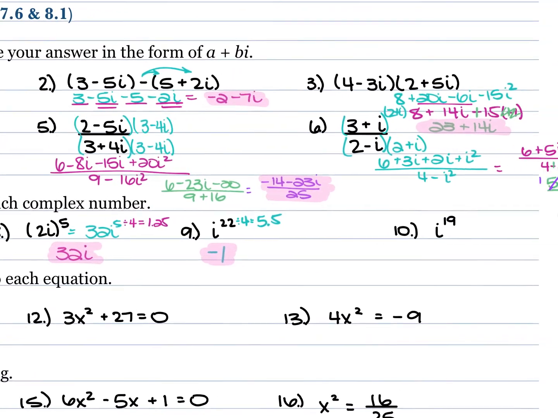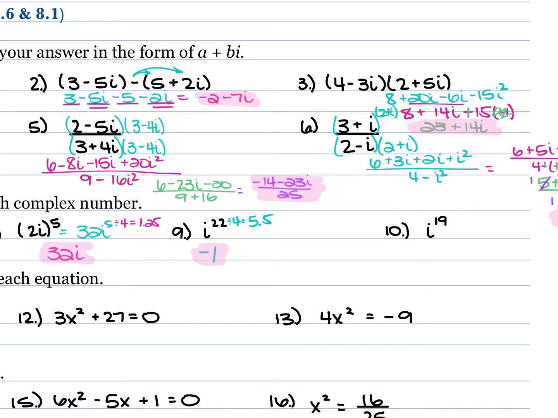And for 10, we have i to the power of 19. If we divide the 19 by 4, that gives us 4 with 3 left over. So that's 4.75. The 0.75 on our chart represents negative i. So that i to the power of 19 is just negative 1. Or sorry, negative i. Not negative 1, negative i. Oops.